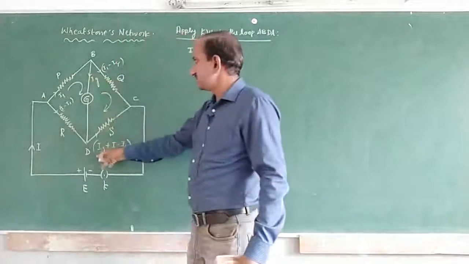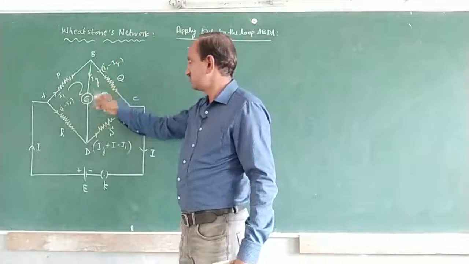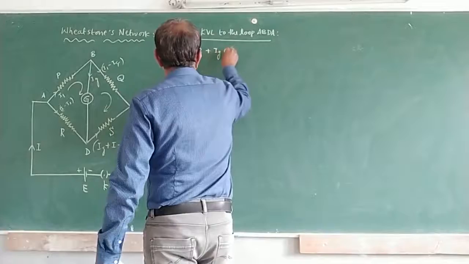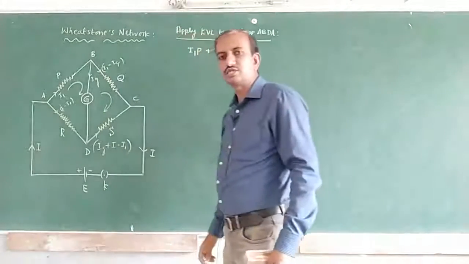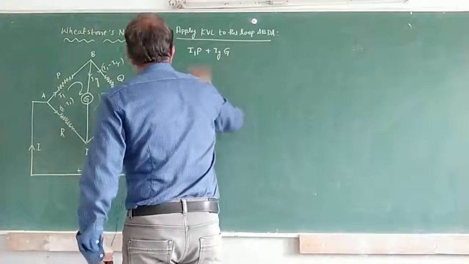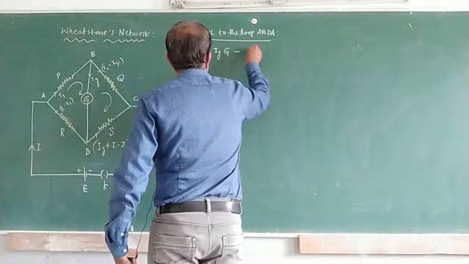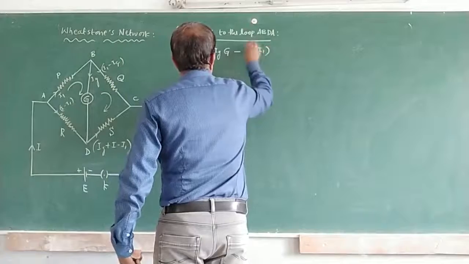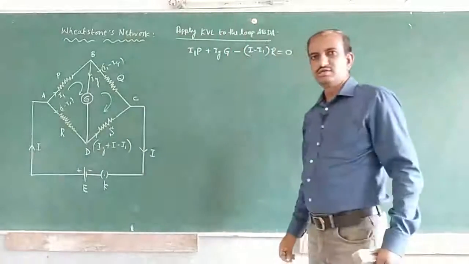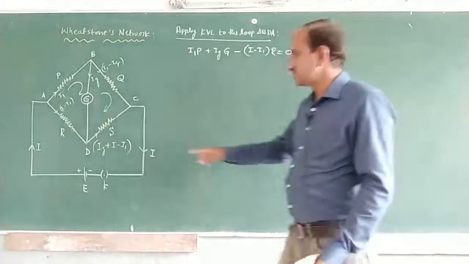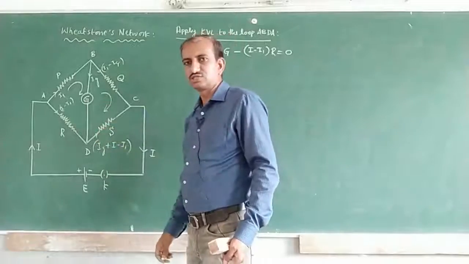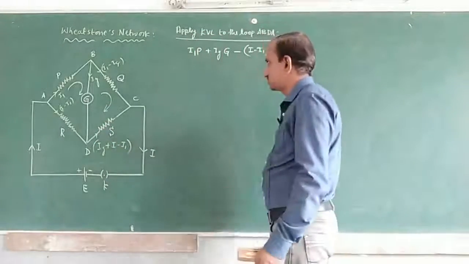Move from B to D. Now the IR product is IG into G, where IG is the current through the galvanometer and capital G is the resistance of the galvanometer. Next, move from D to A: minus (I minus I1) into R equal to 0. It is equal to 0 because this loop A, B, D, A contains no EMF or no cells, so the total EMF is 0.